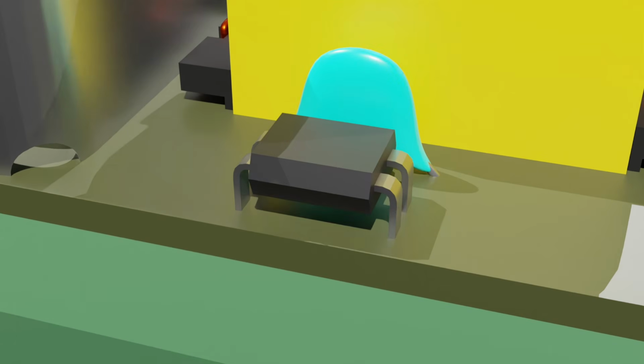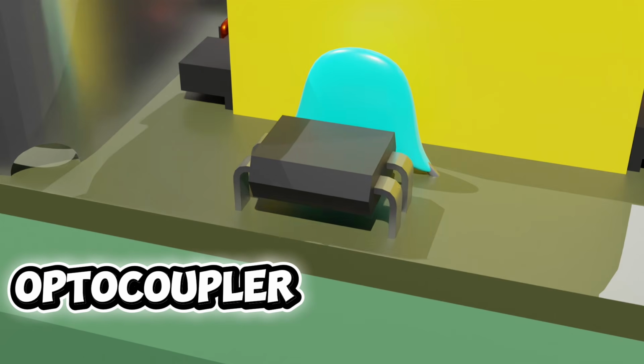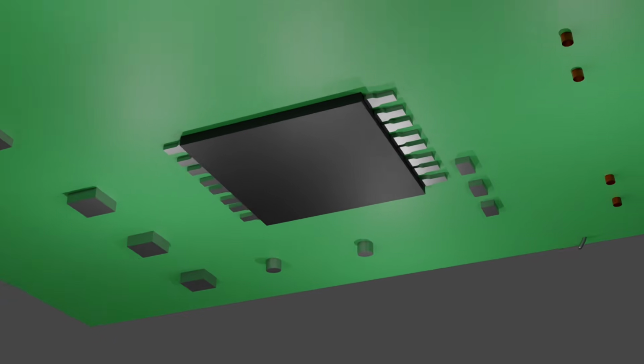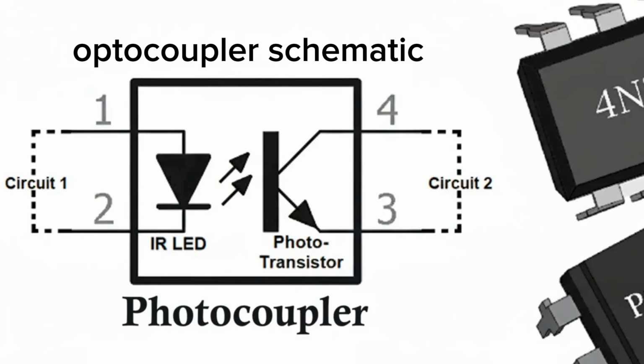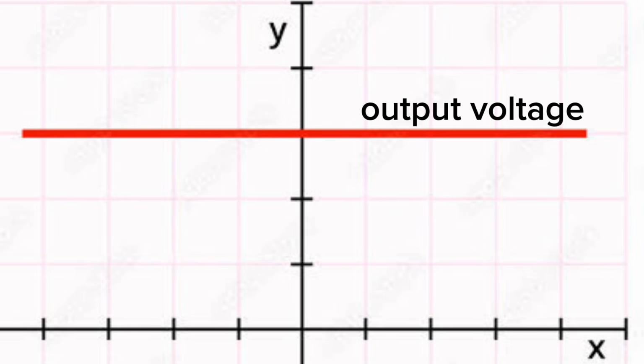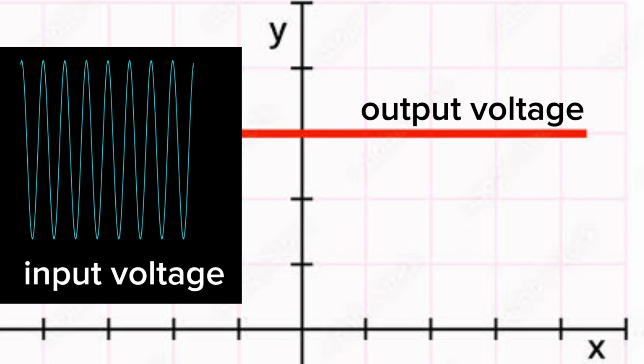Some of that steady DC is fed back to the controller through an optocoupler, which is an isolated device that allows transfer of voltage from one side to another using light. This feedback voltage allows the controller to vary the duty cycle to ensure that the output always stays the same regardless of the variations in input voltage.